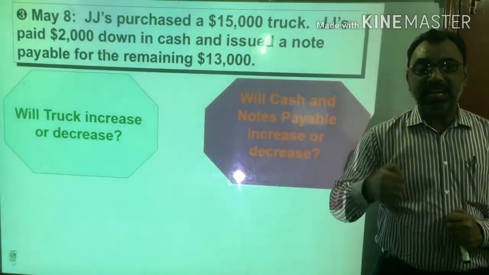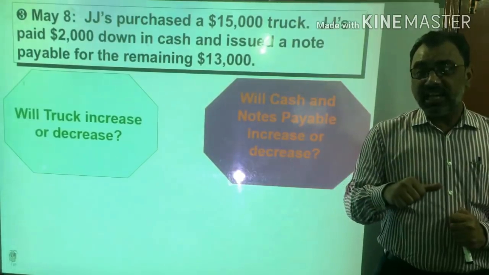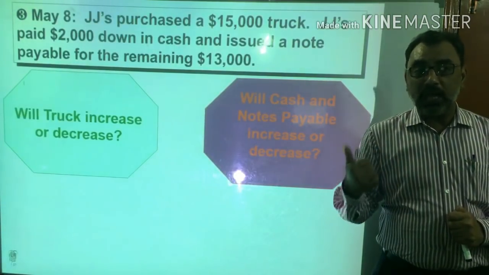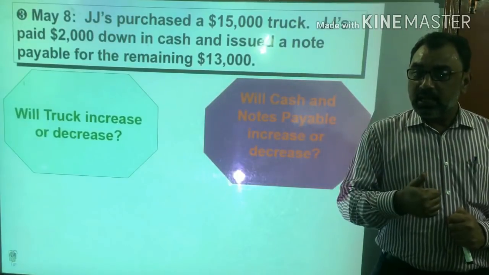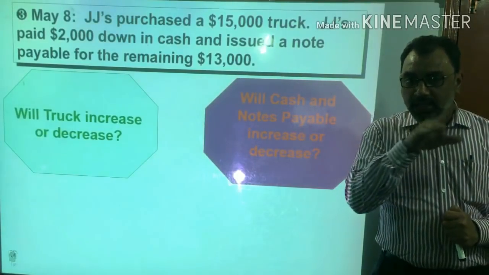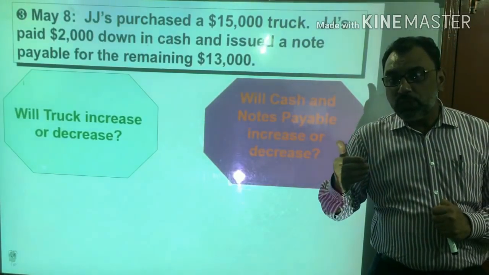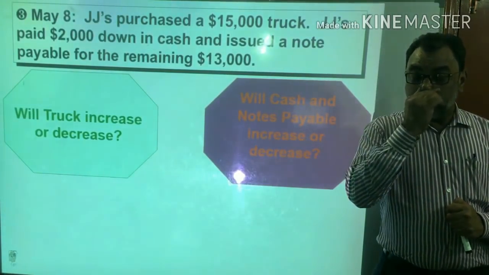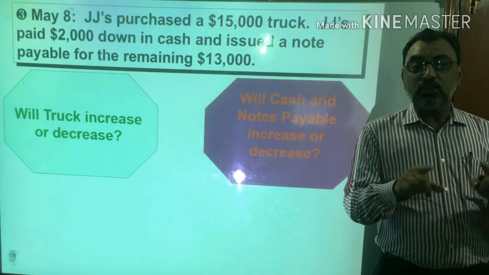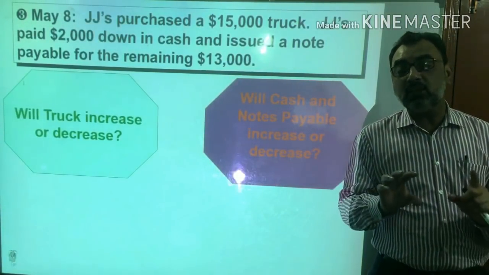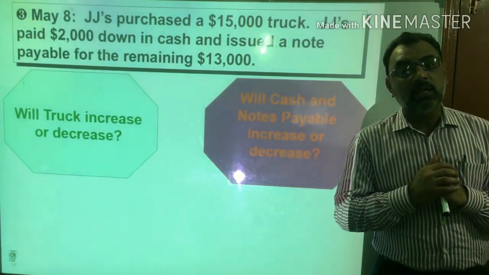So obviously the cash is going to decrease by $2,000, because the cash is going out from the business. On the other hand, the truck, which is an asset worth $15,000, would increase in the firm. So the overall net effect on assets is that cash is going to decrease by 2,000, and on the other hand, the truck is going to increase by 15,000. So there is a net effect of 13,000, that the assets are generally increased by 13,000.